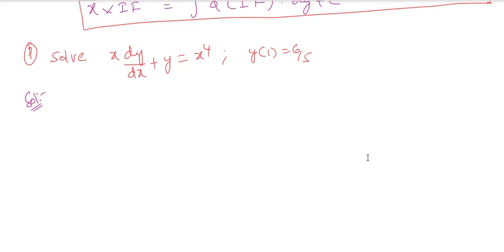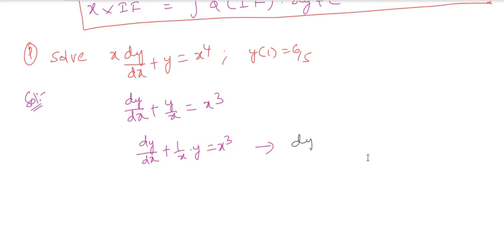So what I'll get here is dy/dx + y/x = x^4/x, which is x^3. This itself I can represent as dy/dx + (1/x)y = x^3. So this is similar to dy/dx + p·y = q. Am I correct or not?